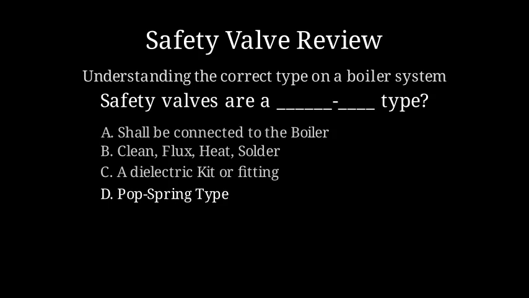We have four choices. Choice A says shall be connected to the boiler. Choice B says clean flux, heat solder. Choice C says a dielectric kit or fitting. Choice D says pop dash spring type.